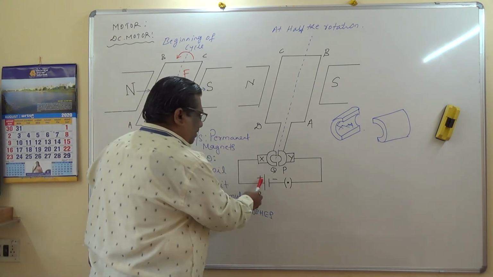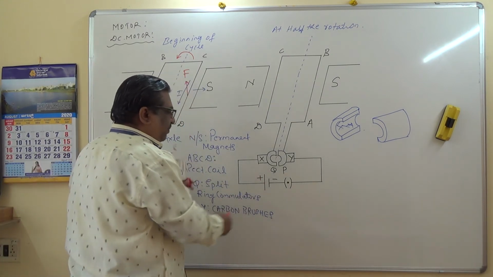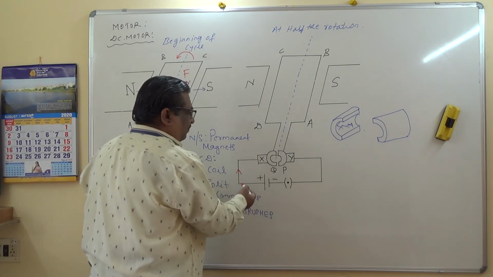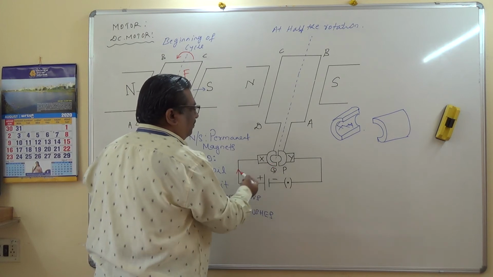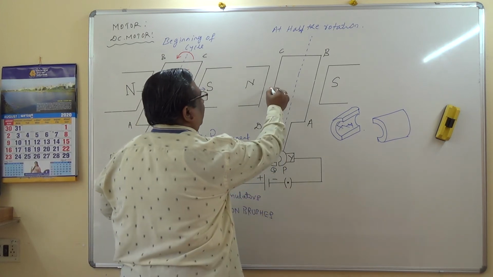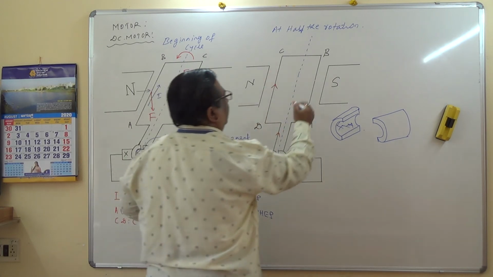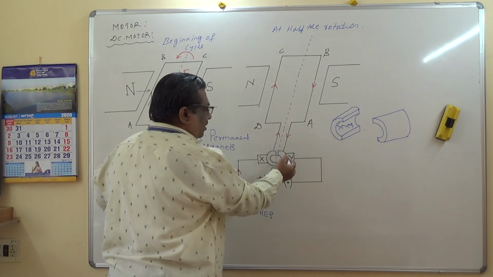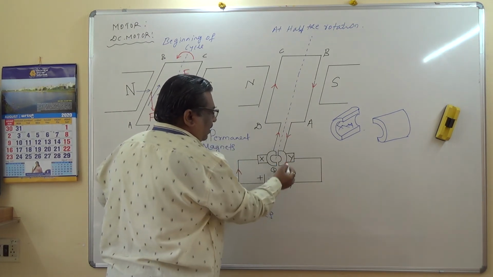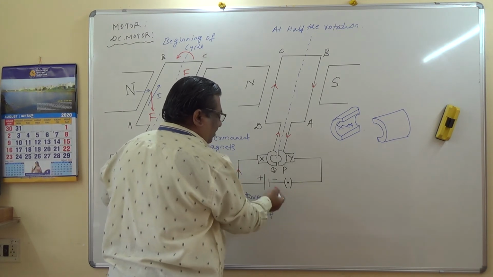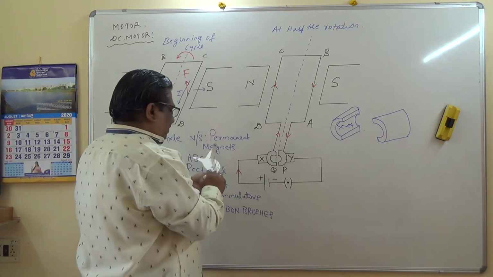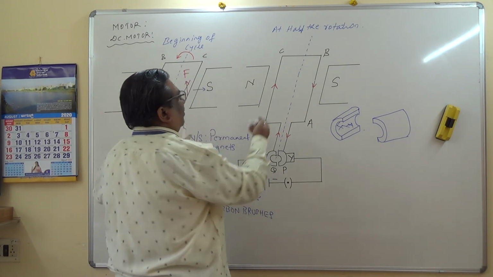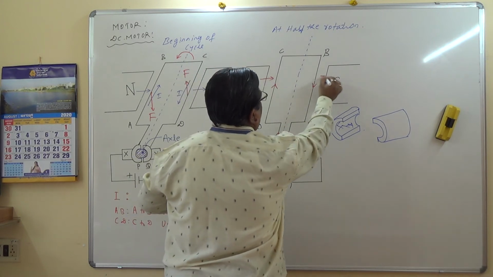Here, positive terminal, current flows this way and then to the brush X, split ring commutator Q, this way from D to C, from B to A, then split ring commutator P, carbon brush Y, then the circuit gets completed. Let us apply. What about the direction of the magnetic field? North to south. Same. Here, this is this way. This is this way.